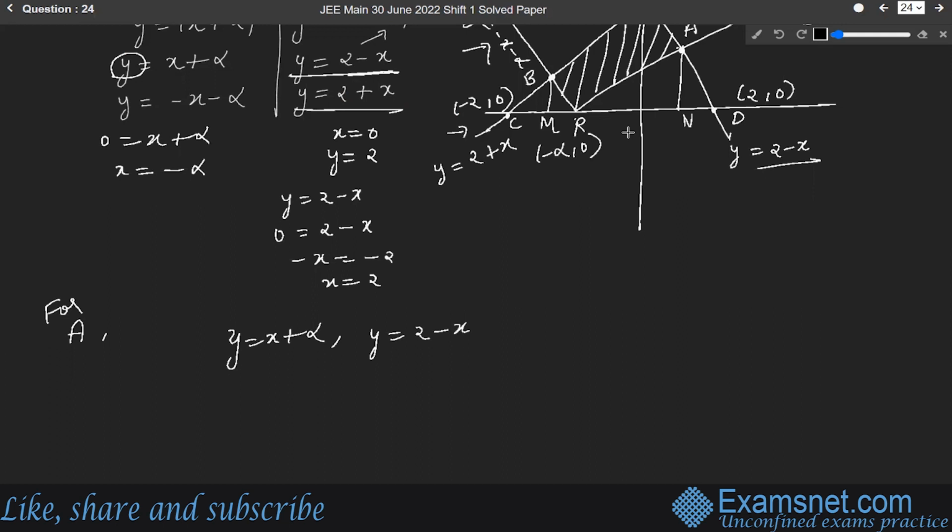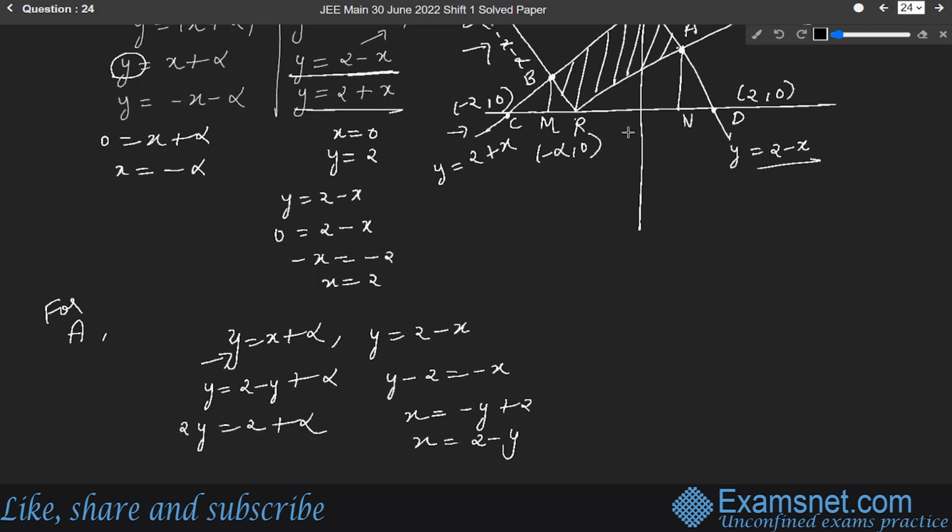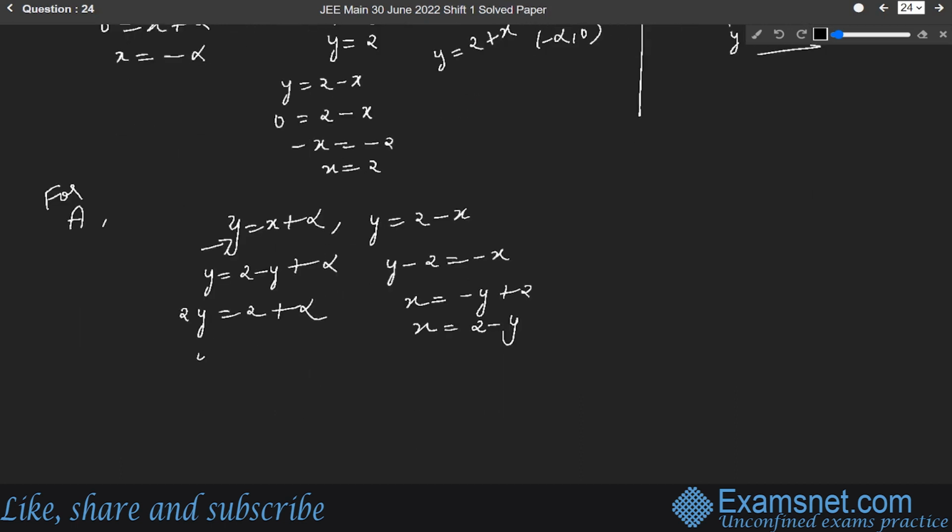All right. From here, we can get the value of x. y minus 2 will be equal to minus x. Okay, so x will be equal to minus y plus 2, or we can write x is equal to 2 minus y. Now let us put this value of x here. So y will be equal to x, what is x? 2 minus y plus alpha. Take both the y on one side. So y plus y will be 2y is equal to 2 plus alpha. All right, so y will be equal to (2 plus alpha) upon 2.